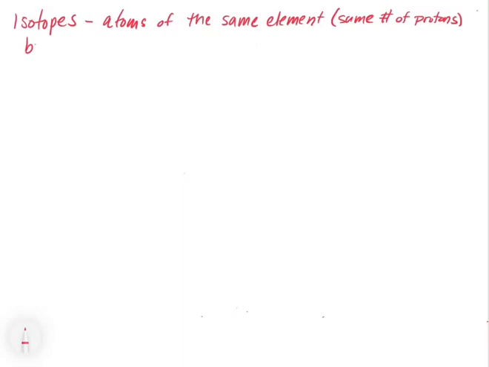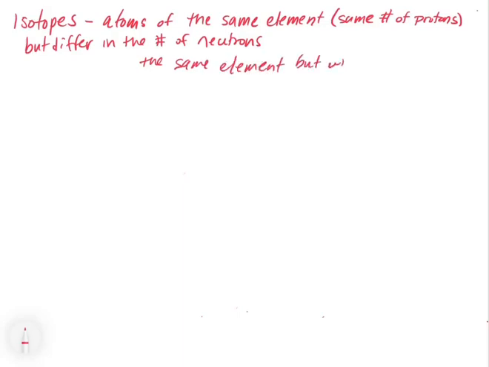So an isotope is by definition atoms of the same element (so we're talking about the same number of protons) but differ in the number of neutrons. And so really what we have is the same element but with different mass, different mass numbers. So let's take a look at an example.